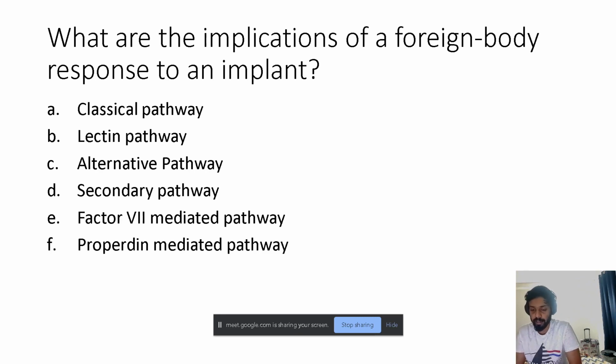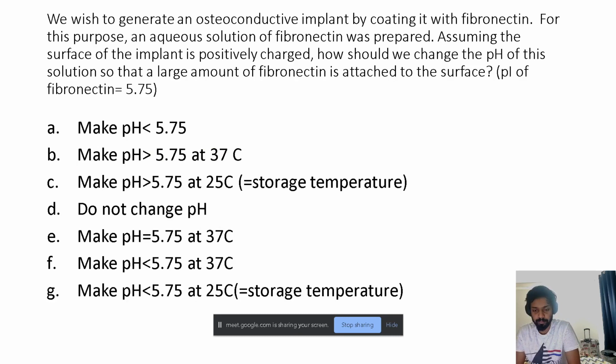Actually, it activates the alternative pathway. Fairly straightforward. The alternative pathway is where surface contact is necessary for the pathway to get activated. So the alternative pathway is what gets activated. Okay.